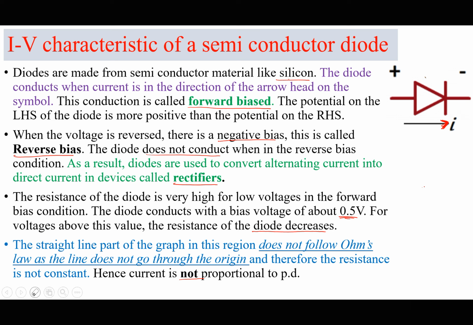So you should be able to sketch the IV characteristic graph for a diode, where for negative values there is no conduction, and the resistance is infinitely high. For the reverse biased side, the resistance is infinitely high. And even for lower voltages, the resistance is still high, not until we reach about 0.5 volts. That's when the diode starts conducting, and then we shall have a straight line. But this straight line does not go through the origin, and therefore Ohm's law is not obeyed. So that is for a diode.